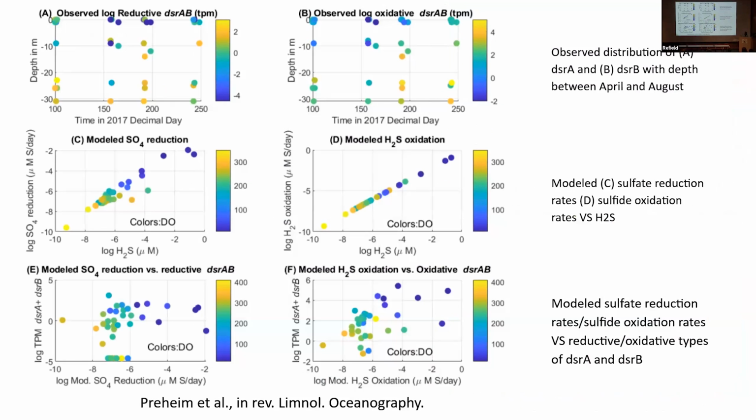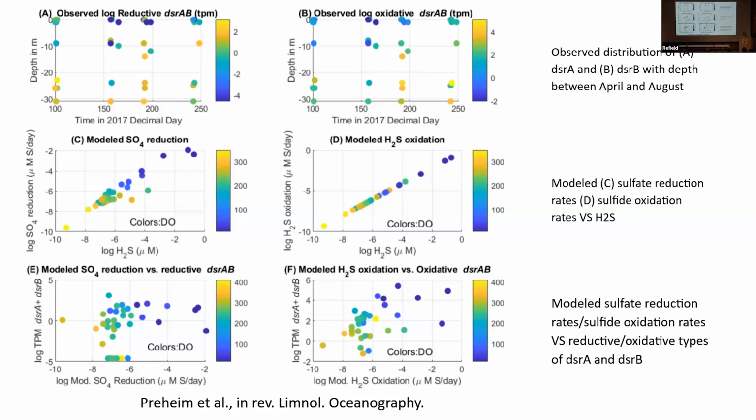And here, I'm going to show the comparison between gene abundance versus the modeling rates of cryptic sulfur cycling. Here, the figures on first row are showing observed distribution of DSRA and DSRB with depth on y-axis and time on x-axis. The colors are indicating the sum of all oxidative and reductive types of DSRAB genes in log scales. You can notice the genes are enhanced as you go deeper into the water column.